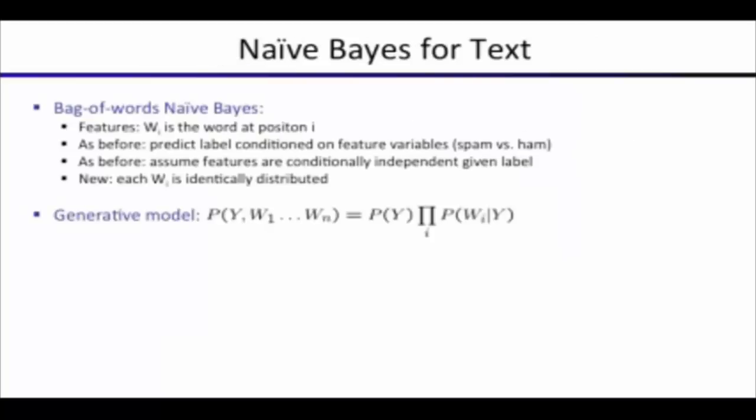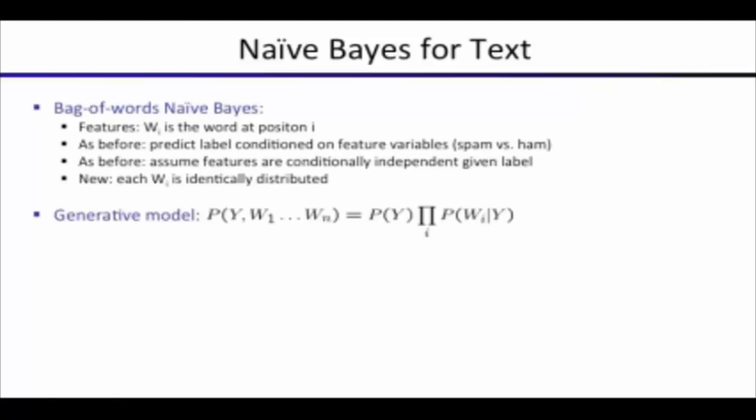So for the text example, the spam and ham example, a common model is called the bag of words model. The intuition is that we're only going to care about which words occur in your email or in your text and how many times they occur. And we're going to completely ignore where the words occur and in what kind of order they occur.